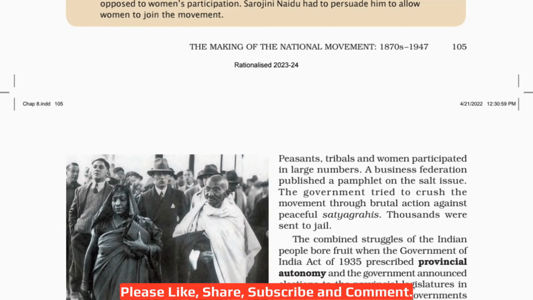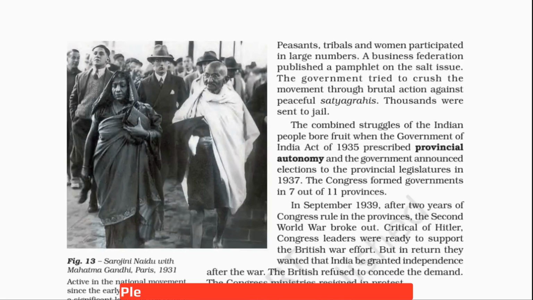And then eventually, Sarojini Naidu was the first Indian woman to become president of the Indian National Congress in 1925. Peasants, tribals, and women participated in large numbers. A business federation published a pamphlet on the salt issue. The government tried to crush the movement through brutal action against peaceful satyagrahis. Thousands were sent to jail.